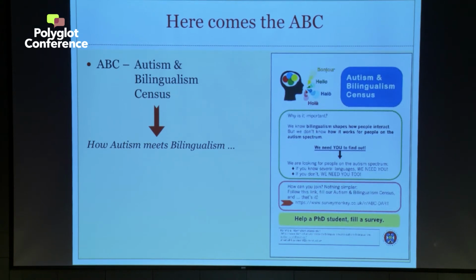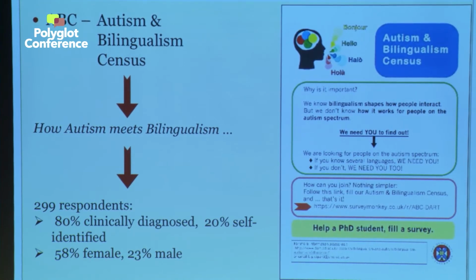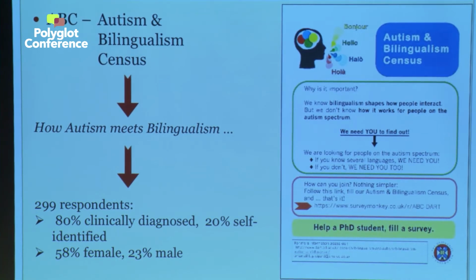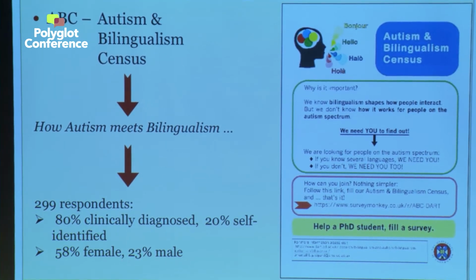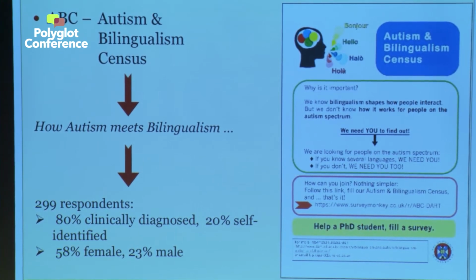It is the Autism and Bilingualism Census. It was an online survey circulated for 3 months via social media and autism communities. This is the recruitment flyer, and I wanted to know how autism meets bilingualism. And we got so many responses. In total, with the monolingual group, because we also needed a monolingual group for a part of the study, we got 299 respondents, which is unbelievable.